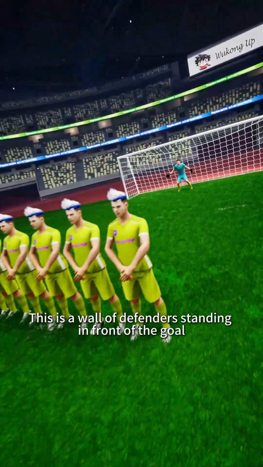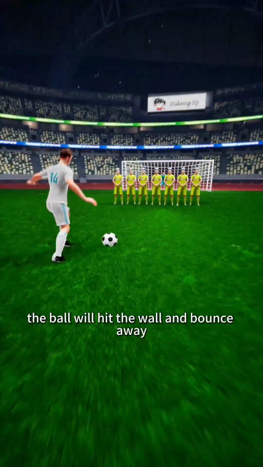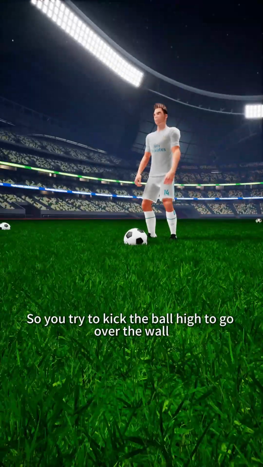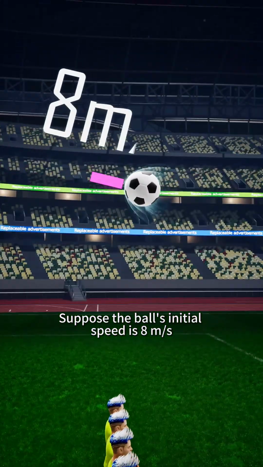This is a wall of defenders standing in front of the goal. If you shoot directly from the front of the wall, the ball will hit the wall and bounce away. So you try to kick the ball high to go over the wall. Suppose the ball's initial speed is 8 mph.